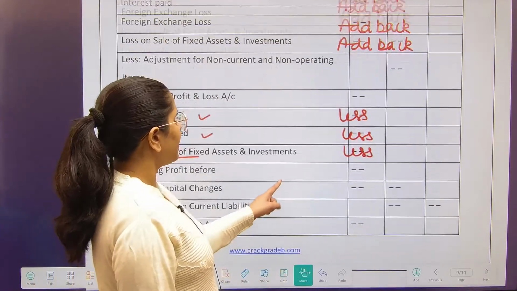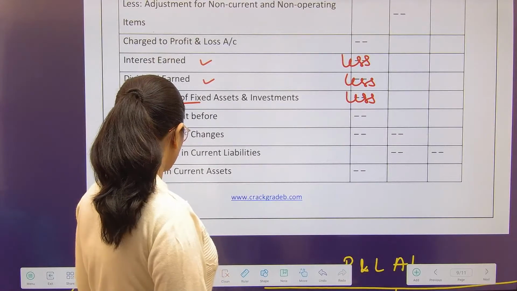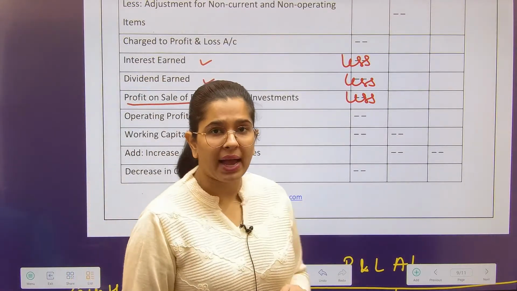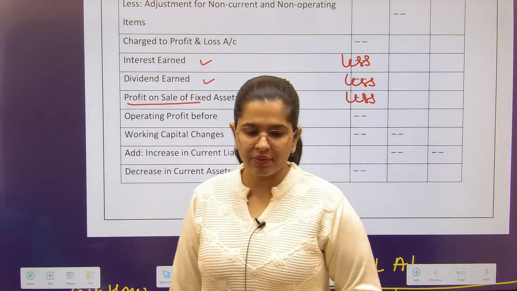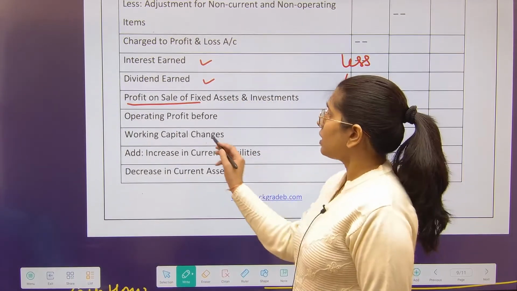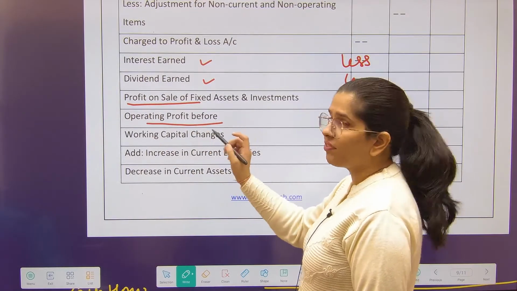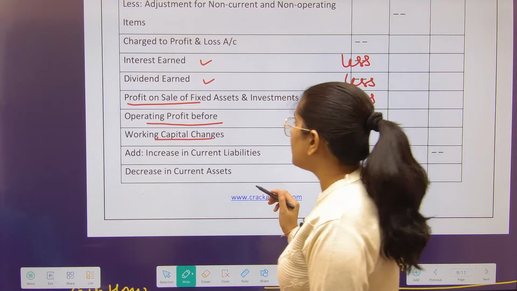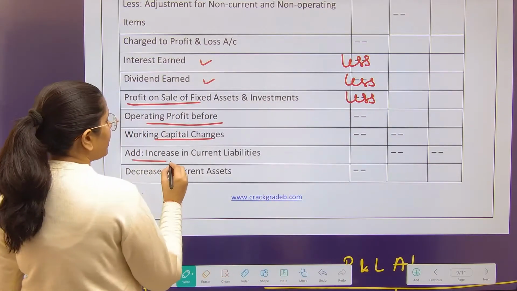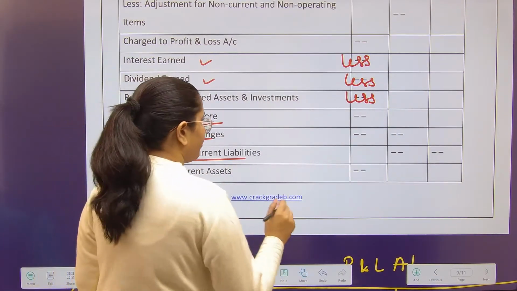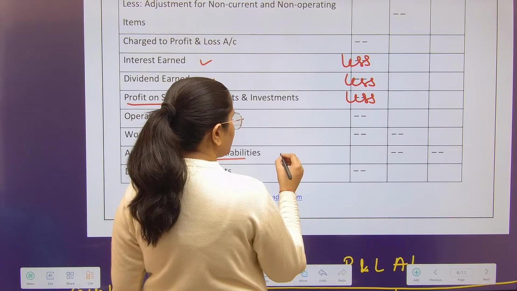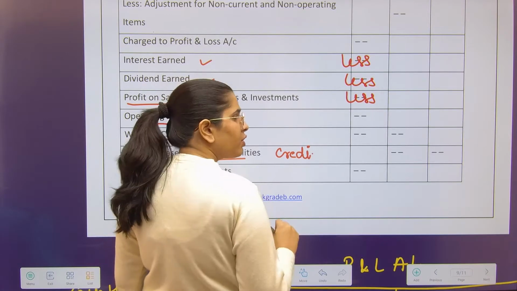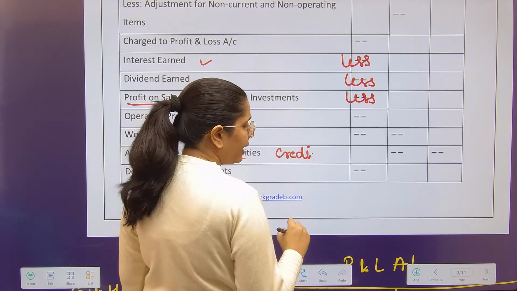Now this method also includes the changes in your current assets, because that also impacts, right? How will we see it? So you will get your operating profit, but before your working capital changes. Now let's see. You have to add increase in current liability. I'll give you an example. Suppose your creditors. Creditors is your current liability.